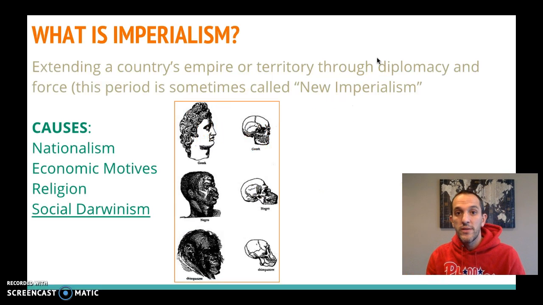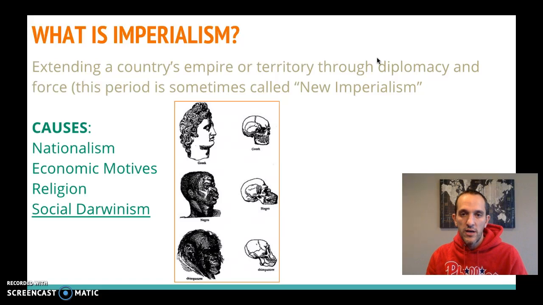First of all, what is imperialism? It is when one country or an empire or a territory goes out and they expand their empire through either diplomacy, diplomacy means negotiation, or they use force. So it's when one country goes out and conquers another area, country, territory, whatever it is, through either diplomacy or through force. This period that we're talking about, we're going to see a lot of Western European countries going out around the world, conquering places that they never could conquer before because they didn't have enough technology, or didn't have access to explore areas because they didn't have enough technology.